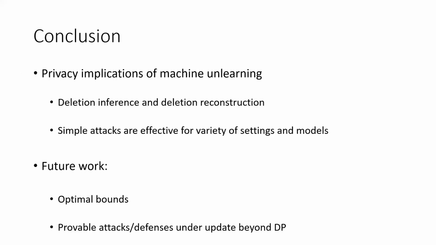As a summary, in this paper, we study privacy implications of machine learning. We propose two threat models, deletion inference and deletion reconstruction. And we show that simple attacks are effective for a variety of settings and models. For future work, one direction is to give optimal bounds on the deletion inference attacks. Another direction is to have provable attacks and defenses under updates beyond merely applying differential privacy.